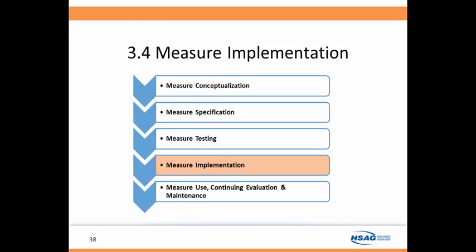Now the measure is identified, justified, and prioritized. The measure has been specified and tested. It is time to begin the process towards measure use. Measure implementation is the stage between the confirmation that the measure is scientifically acceptable and the use of a measure in a measurement program.